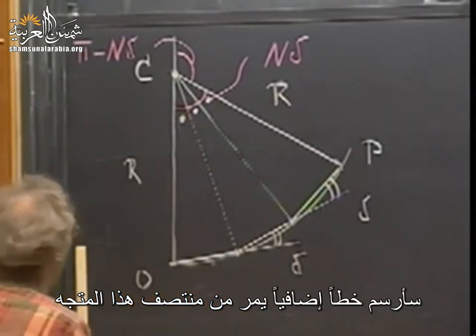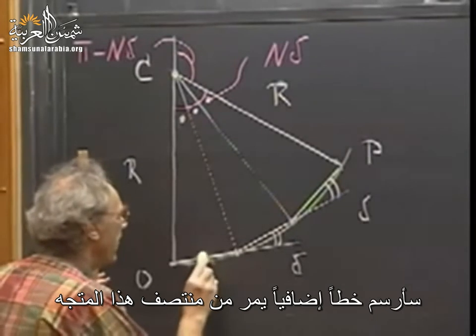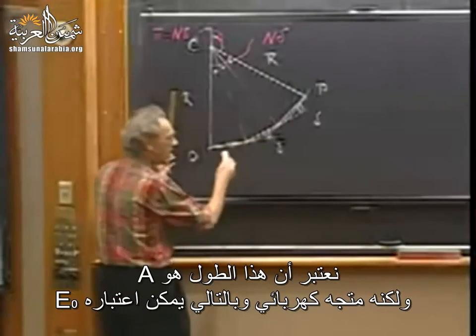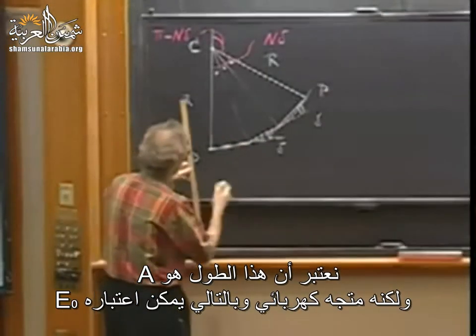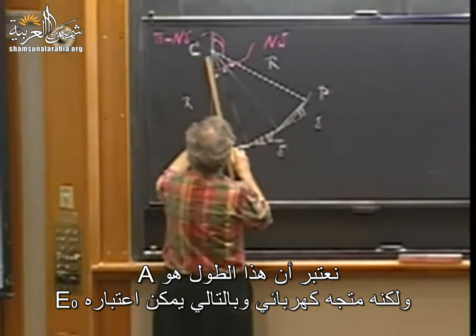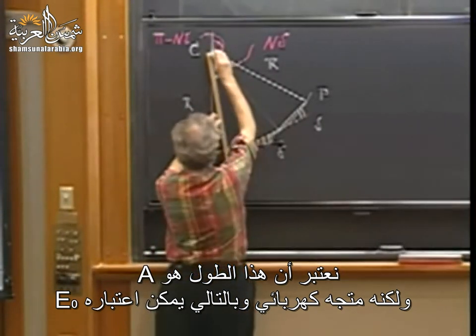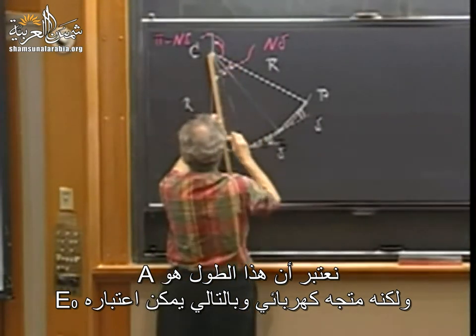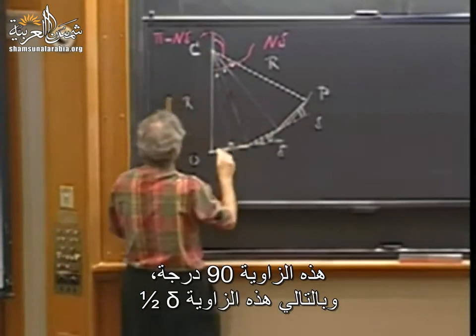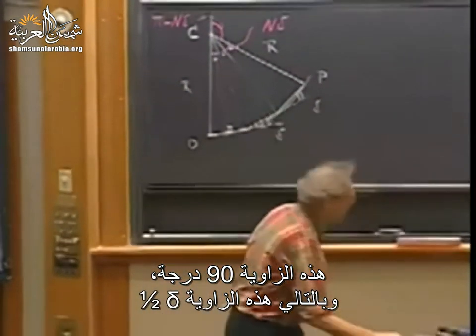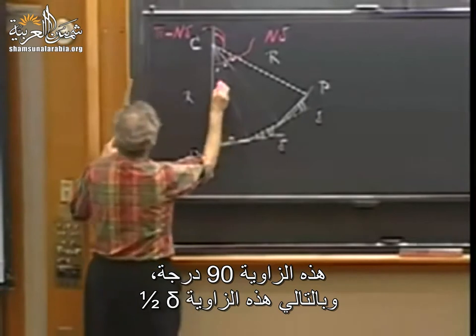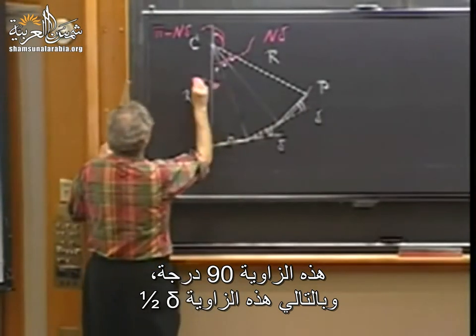I will draw one more line right to the middle of this vector. I think of this as length a, but it is the electric vector. You can also think of it as E0. And I draw a line straight to there. So this angle is 90 degrees. And so that means that I know that this angle now is 1/2 delta.